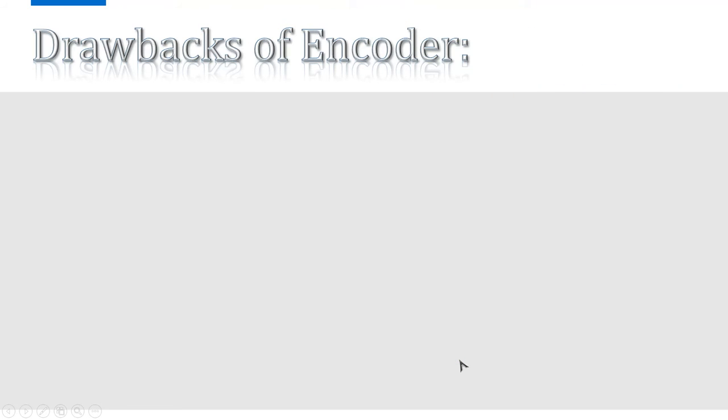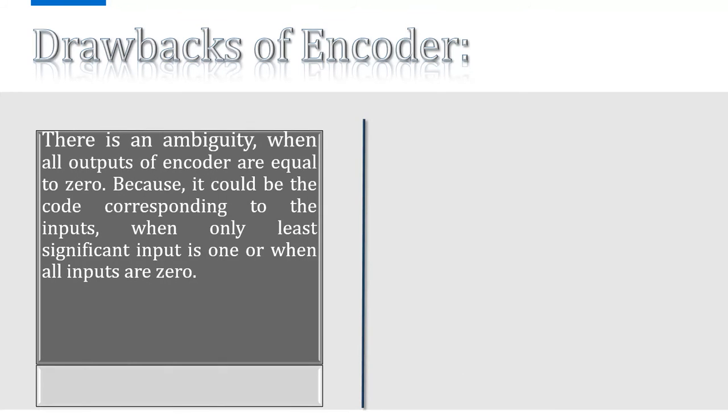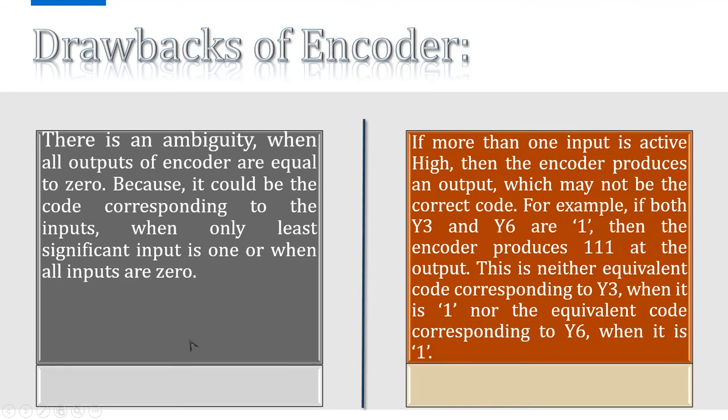Now, what are the drawbacks of the encoder? There are drawbacks of the encoder, and for that reason we have the priority encoder. So what are the drawbacks? There is an ambiguity when all outputs of the encoder are equal to 0, because it could be the code corresponding to the inputs when only the least significant input is 1, or when all the inputs are 0. Also, if more than one input is active, meaning high, then the encoder produces an output which may not be the correct code.